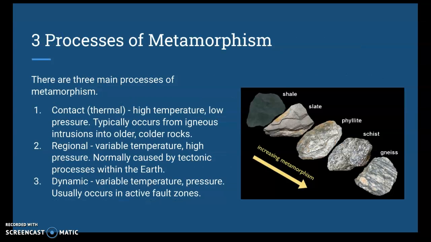So there are three processes of metamorphism. The first one is contact, sometimes called thermal. Contact metamorphism is high temperature with low pressure. It typically occurs from igneous intrusions into some older or colder rocks. The second type is regional. It is characterized by variable temperature with high pressure, and it's normally caused by tectonic processes within the earth. And then the third and final is dynamic. Dynamic has variable temperature and pressure, and it usually occurs in active fault zones.